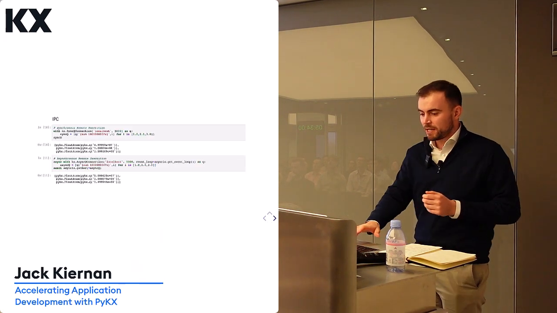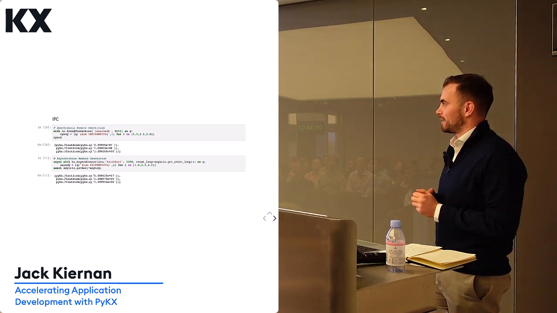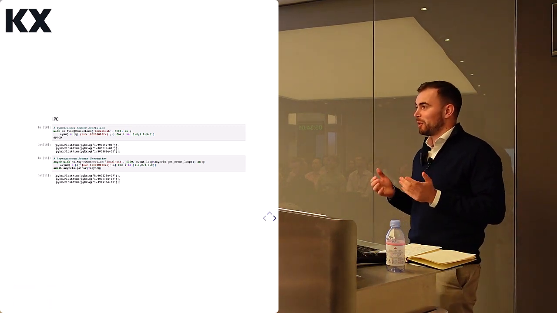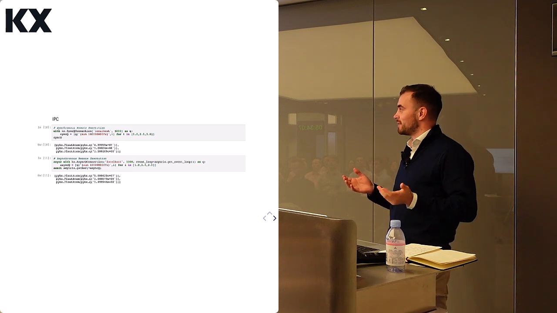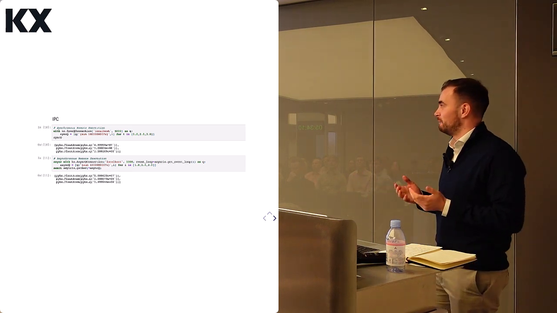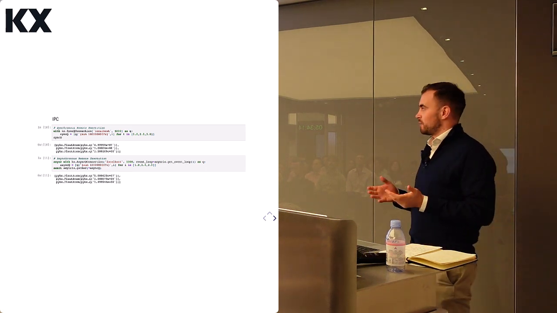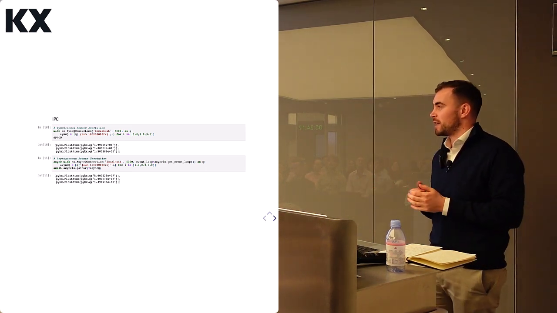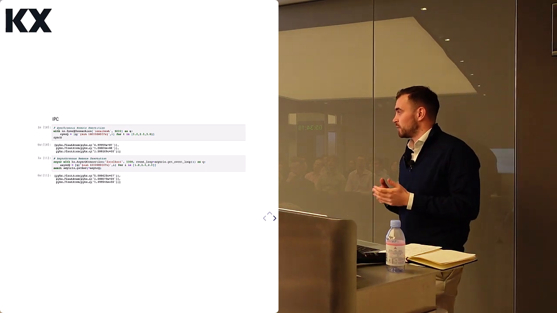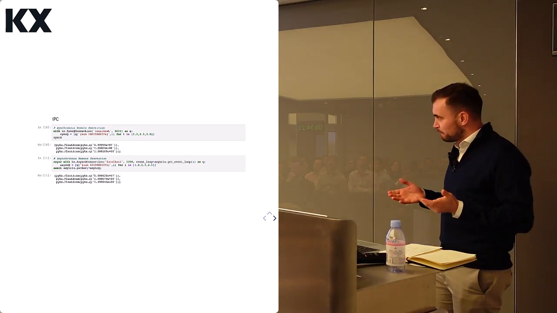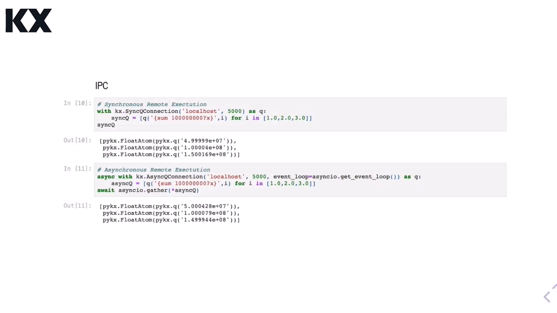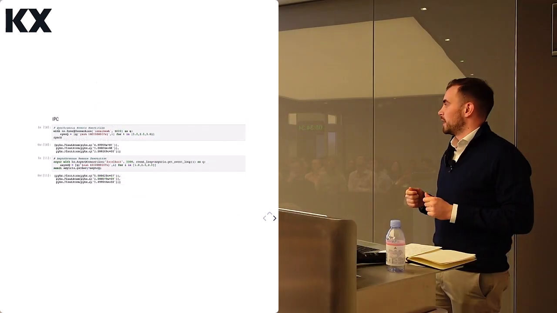IPC is obviously a critical thing. I alluded to qPython at the start. PyKX essentially replaces qPython in that it's significantly more performant. We've seen performance from clients in the range of 5 to 10 times faster, depending on the use case. That's really good, and it's also much more feature rich. Here are just some examples of running synchronous remote execution, using a KX sync Q connection here to run my Q code, and I'm doing an async remote execution as well in the below example.